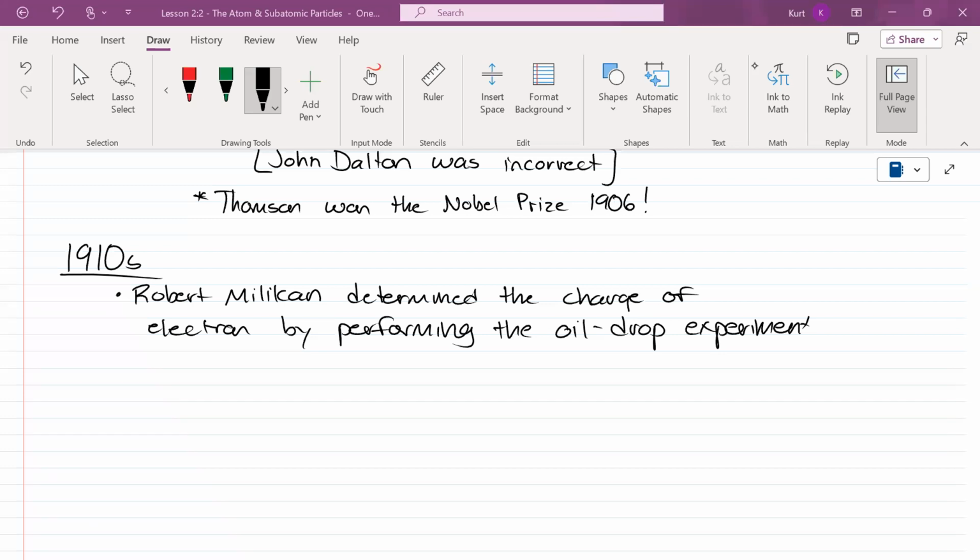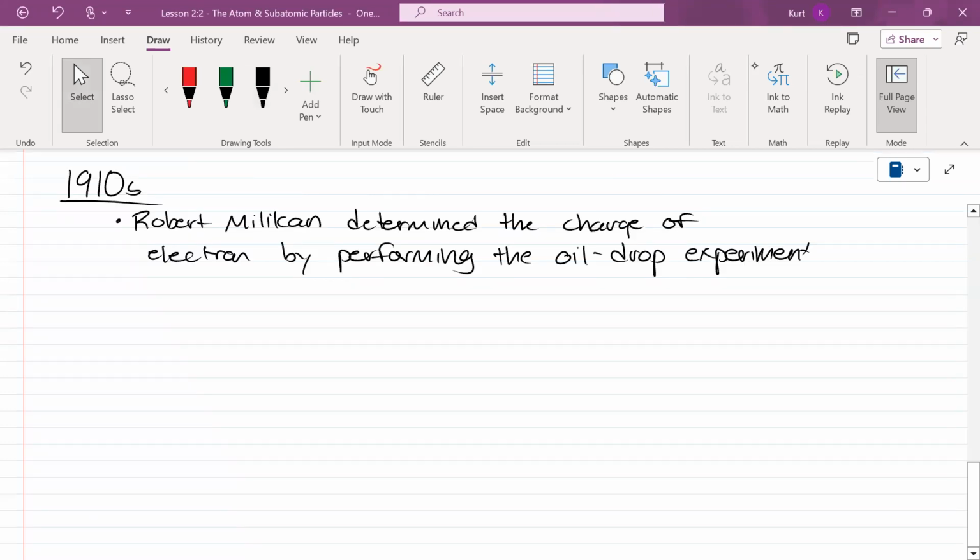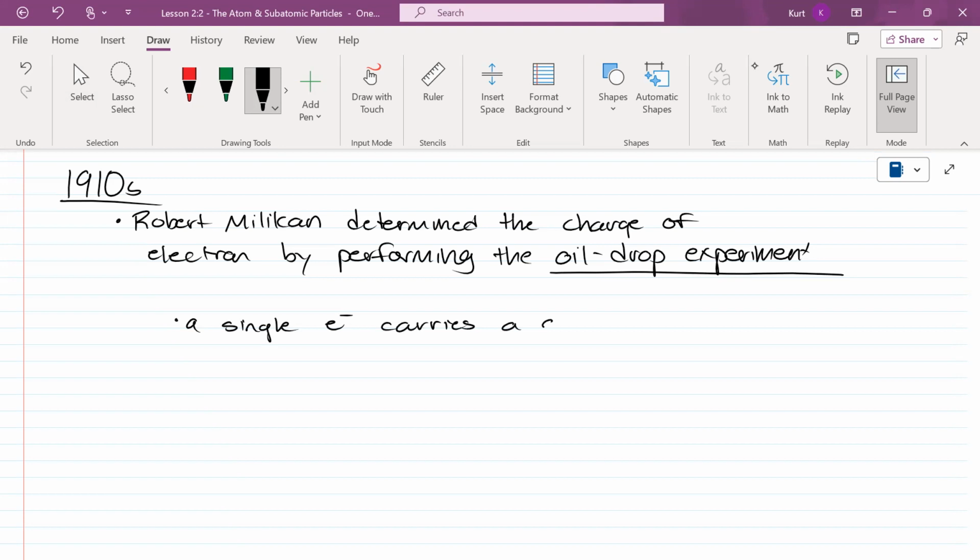Okay. All right. So how did he prove this? With doing this thing called the oil drop experiment. I'm not going to get into the particulars actually with this, because you don't need to know all that, but what he did show is he realized that a single electron carries a charge of -1. And in chemistry, we actually write the number first and then the positive or negative symbol.